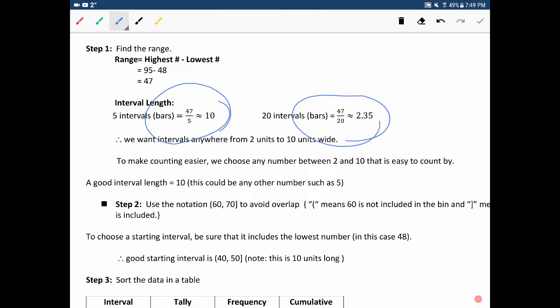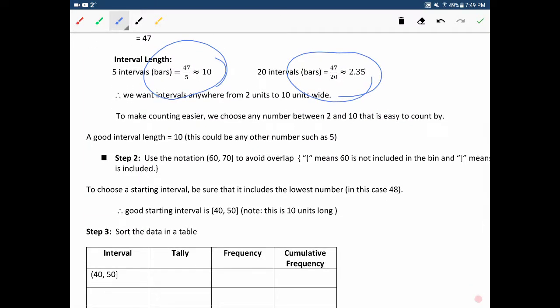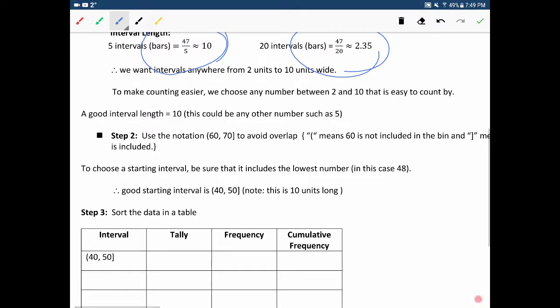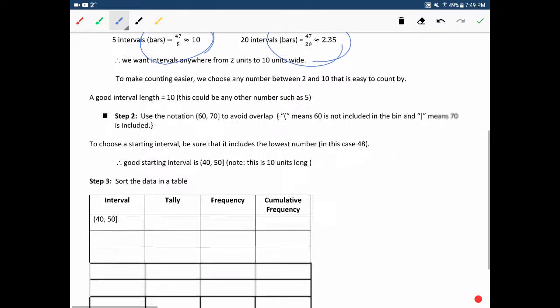So we're going to use 10 here, which is maybe a little on the big side, but it's good enough. You wouldn't want to go any bigger than 10. 5 would probably be the most meaningful for this one, to be honest, but because it's about marks, we're going to use 10s, because that makes more sense in the context of the problem.